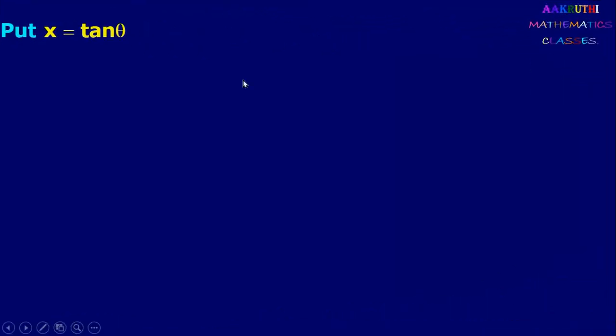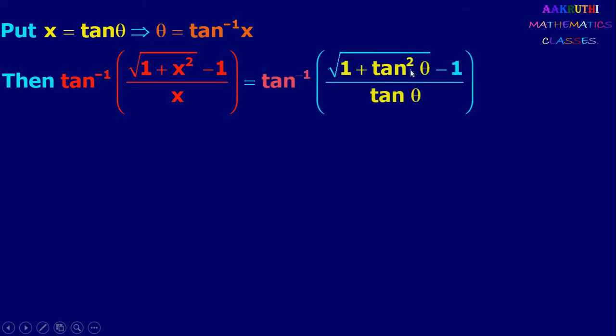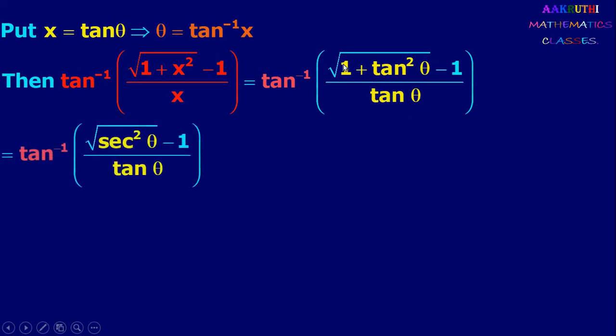Now put x equal to tan theta, we get theta equal to tan inverse x. So given question is tan inverse of (root of 1 plus x square, minus 1) by x. Substitute x equal to tan theta, we get tan inverse of (root of 1 plus tan square theta, minus 1) by tan theta. So 1 plus tan square theta is secant square theta. Tan inverse of (root of secant square theta, minus 1) by tan theta. Square root cancel, remaining is tan inverse of (secant theta minus 1) by tan theta.